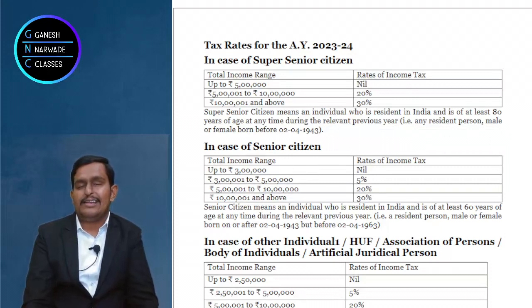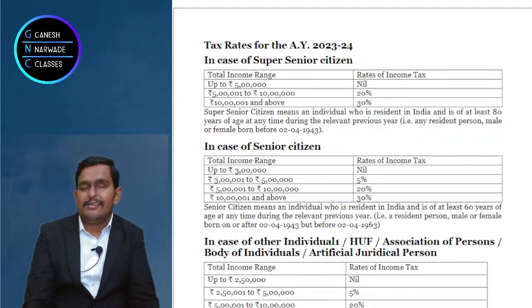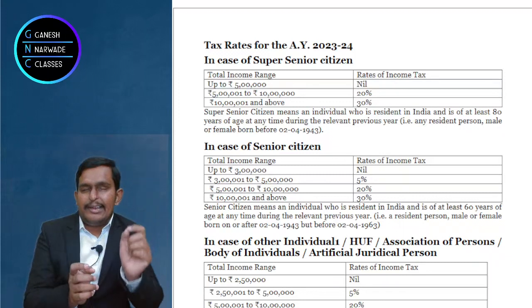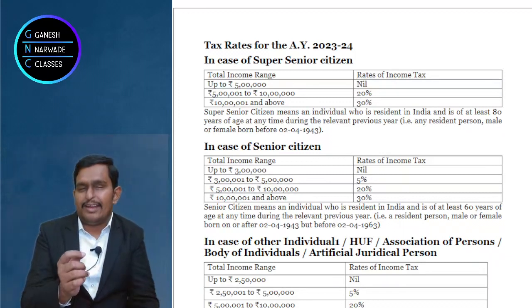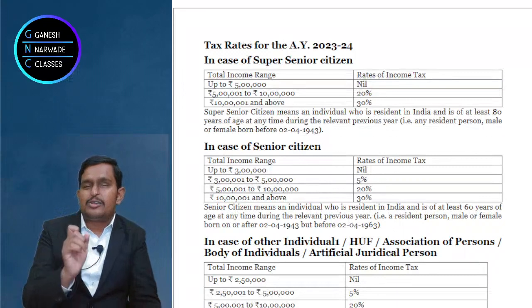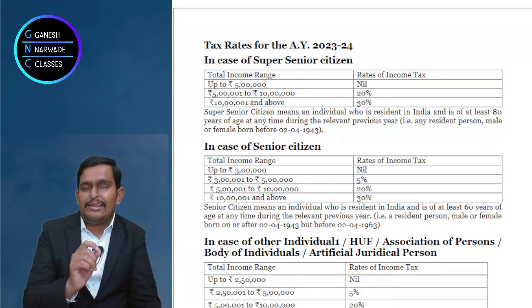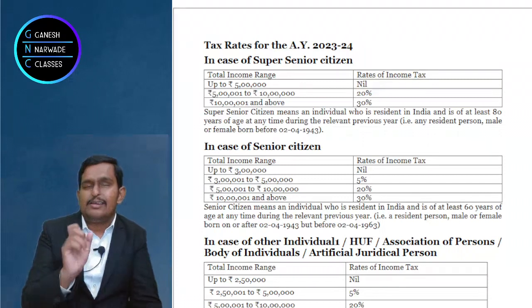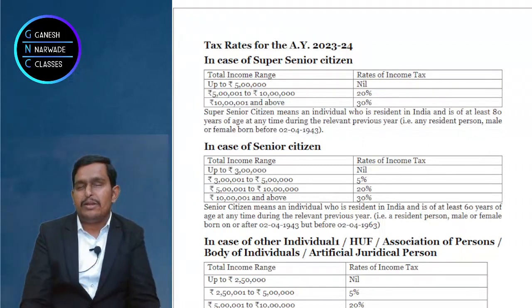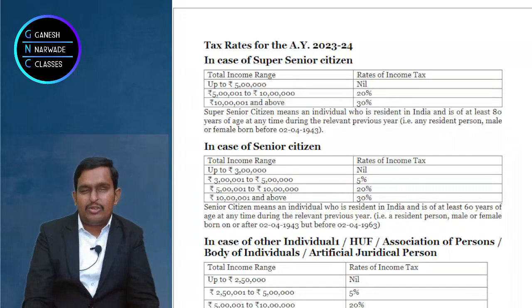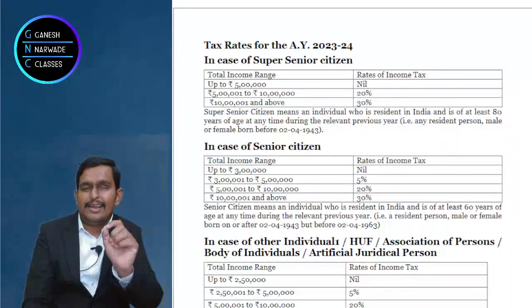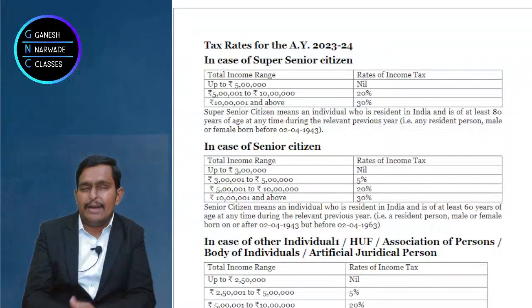They are senior citizens if they are born on or after 2nd April 1943 but before 2nd April 1963. If they are born in this period, their age is 60 years or more. Such senior citizens, if they are resident in India, pay no tax at all up to 3 lakh rupees.